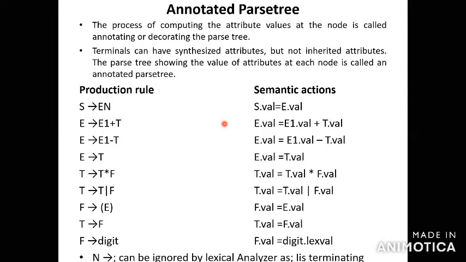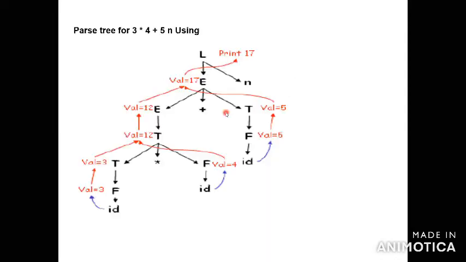Here you can check the given input string. This is for the given grammar. Given the grammar, you have to check the production rules. This is the parse tree. The input string is 3 star 4 plus 5 n.